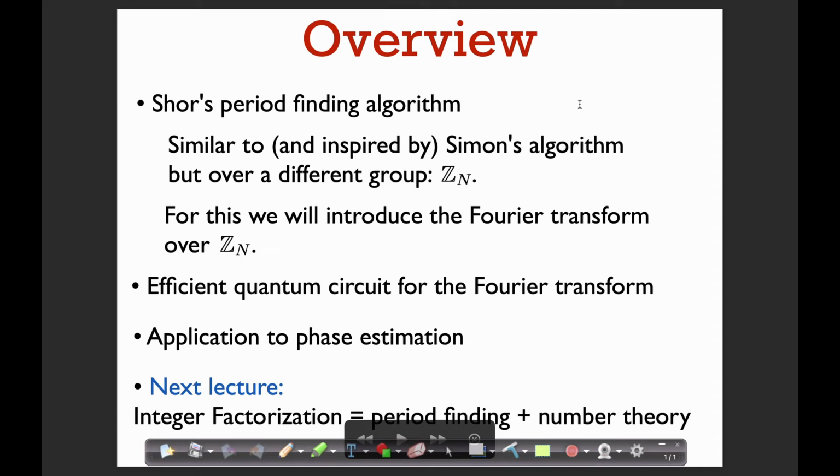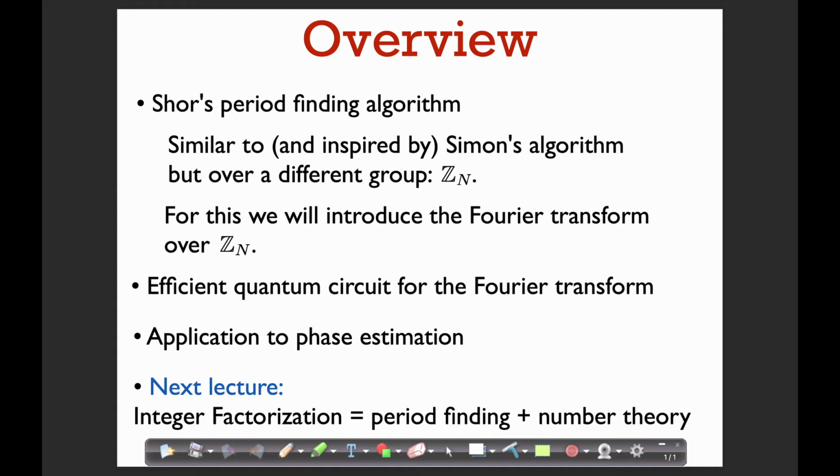Let me give an overview of what we're going to talk about in relation to Shor's algorithm. The quantum heart of Shor's integer factoring algorithm is Shor's period finding algorithm. This is really the quantum part of Shor's factoring algorithm. Integer factorization can be solved basically by solving this period finding problem plus some classical post-processing and using some facts from number theory.